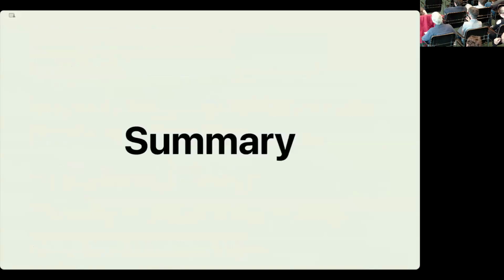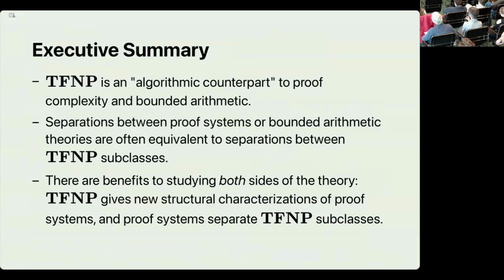And maybe I'll just skip ahead to the summary here. The executive summary of this is that TFNP, we should think of it as being an algorithmic counterpart to proof complexity and bounded arithmetic. And separations between these systems are usually equivalent to separations between the TFNP subclasses. And in particular, there's benefits to studying both sides of this theory. We get black box separations from the proof complexity side, and the TFNP side gives us interesting new structural theorems inside proof complexity.